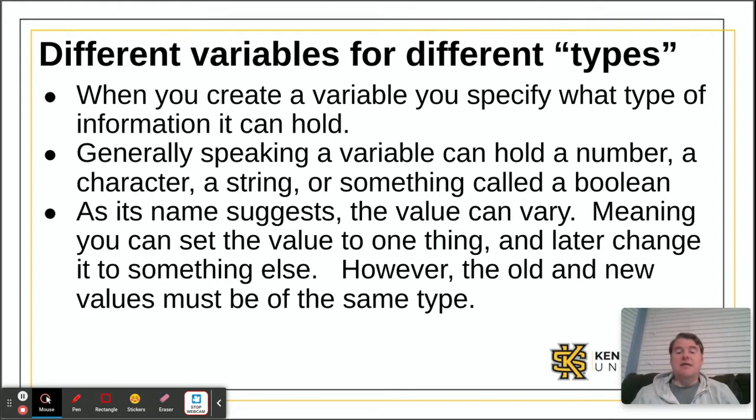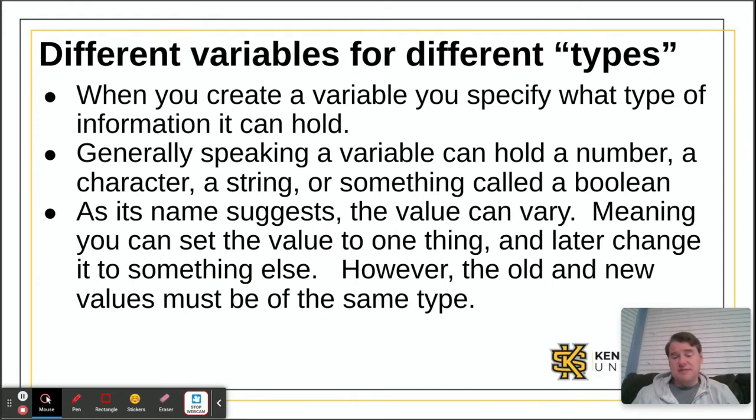Generally speaking, there is the ability to hold a number, the ability to hold a character, where a character would be any number or letter on your keyboard. There would be the ability to hold a string. We kind of talked about that in the last lecture where we saw System.out.println hi, and then hi was a string. And there's also another type called a Boolean, which we'll look at here in a minute as well.